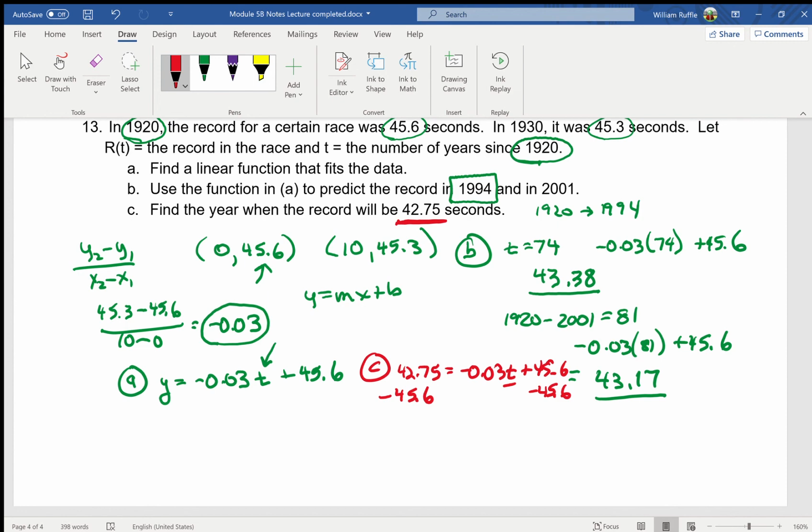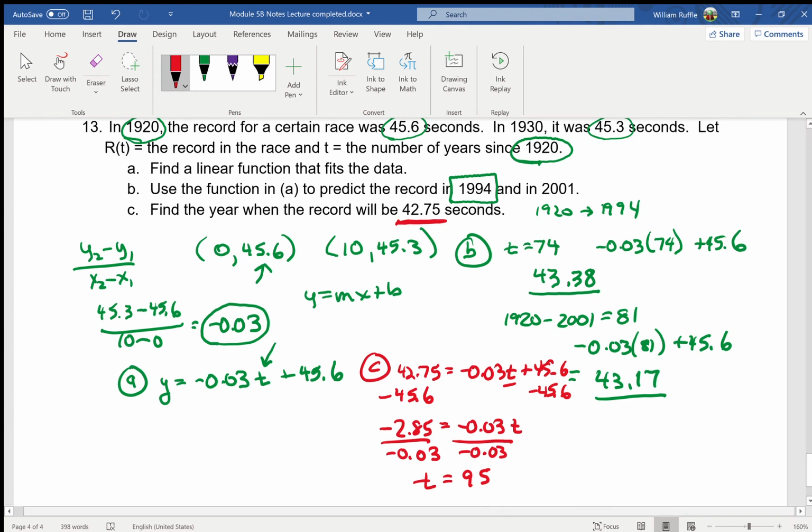I do the subtraction, and I get negative 2.85 equals negative 0.03t. I'm going to divide each side by negative 0.03, and I get t equals 95. Now, a lot of people will type in 95 as the answer, but remember, this is 95 years after 1920. So I have to do 1920 plus 95, and then I get the year 2015, and that is the final answer.